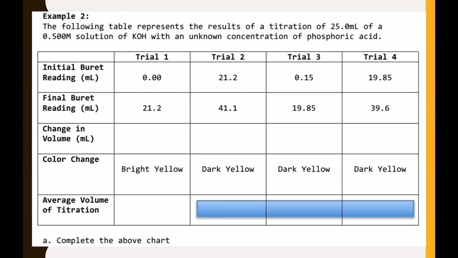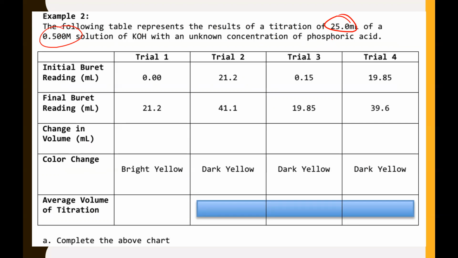This right here is showing you a table that would be the results of a titration experiment. It says the titration of 25 milliliters of a 0.5 molar solution of KOH with an unknown concentration of phosphoric acid. Since it tells us an actual known volume of a known amount of solution, I feel pretty confident saying that this is not what's being dripped into the solution, but this is what's sitting in the Erlenmeyer flask.